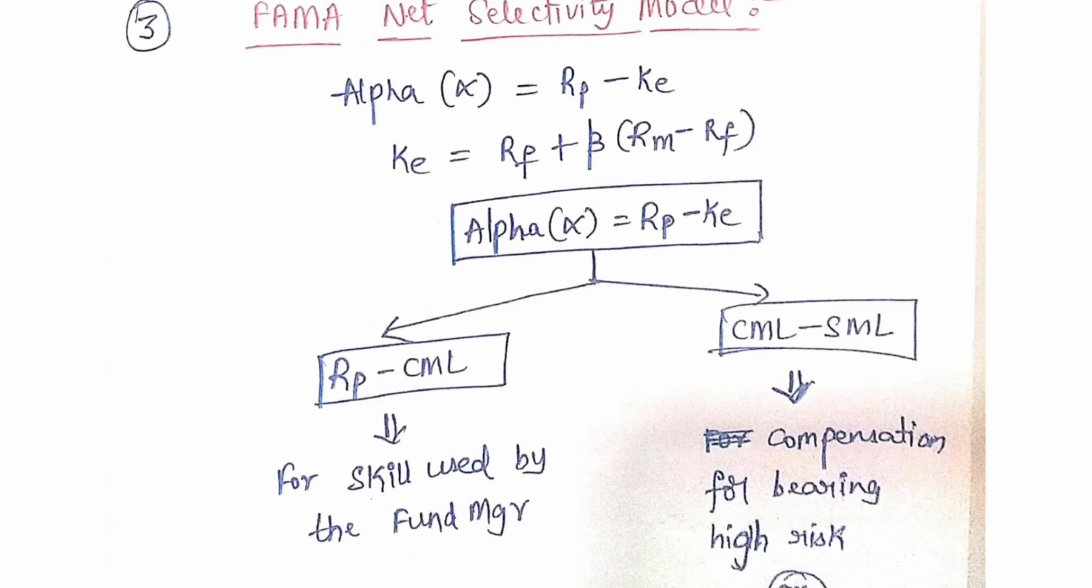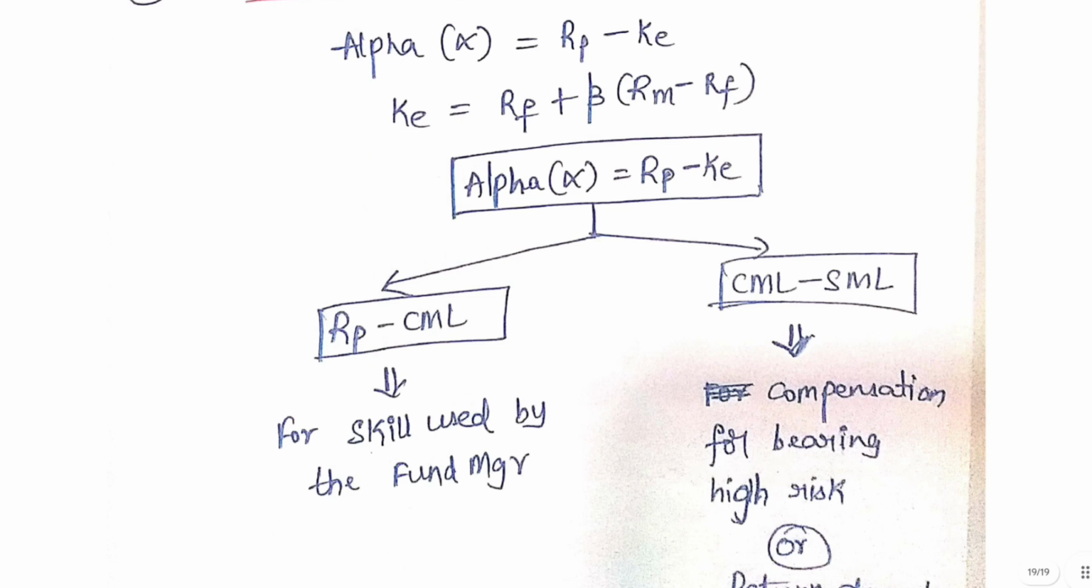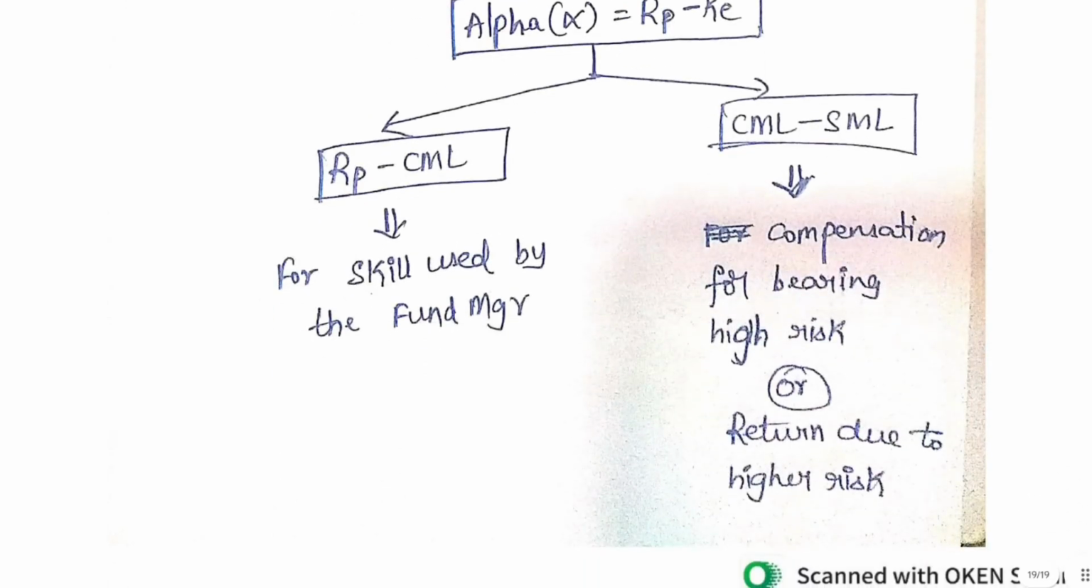It is divided into two categories. First, RP minus capital market line. Second, capital market line minus securities market line. RP minus capital market line is the profit paid for the skill used by the fund manager. Capital market line minus securities market line is the compensation paid for bearing high risk, or the return due to higher risk.